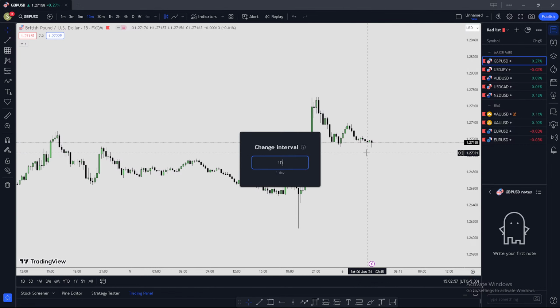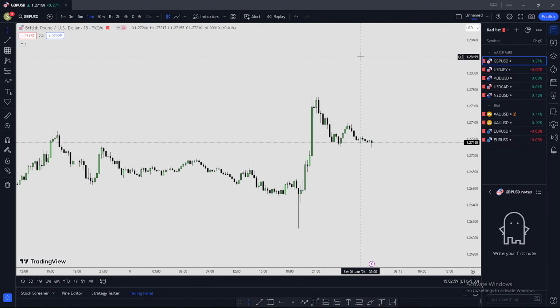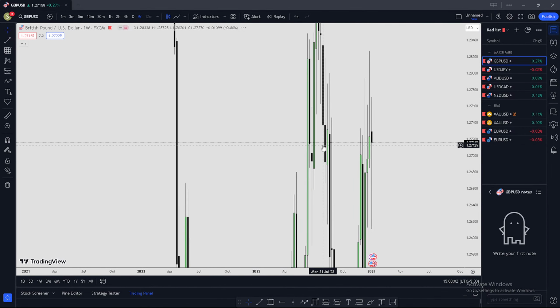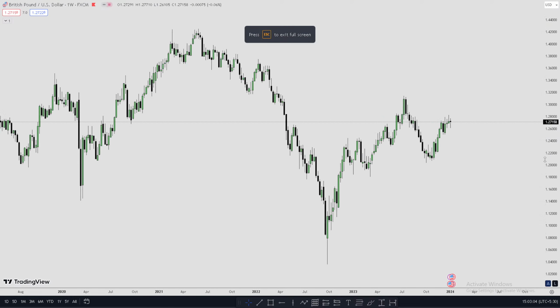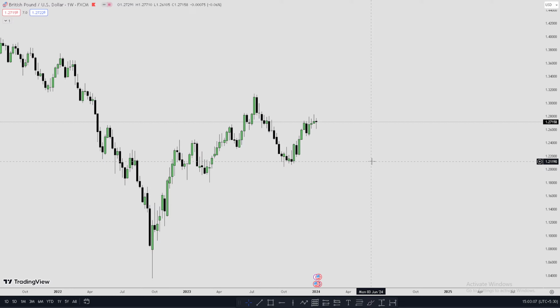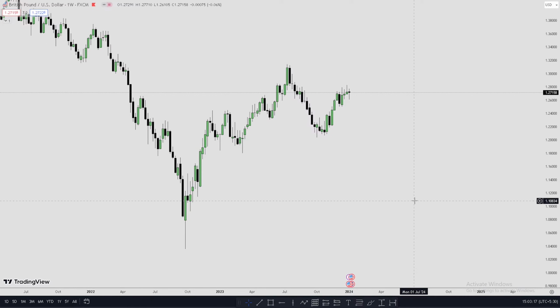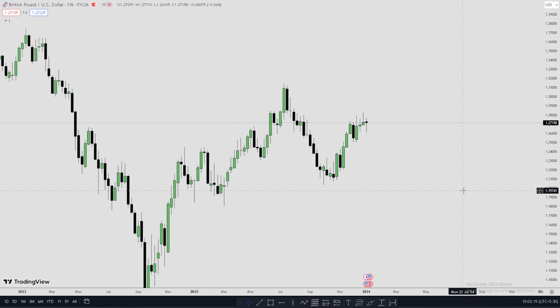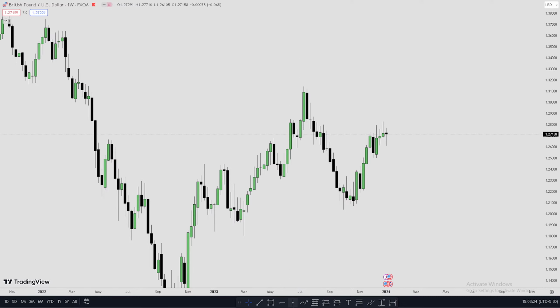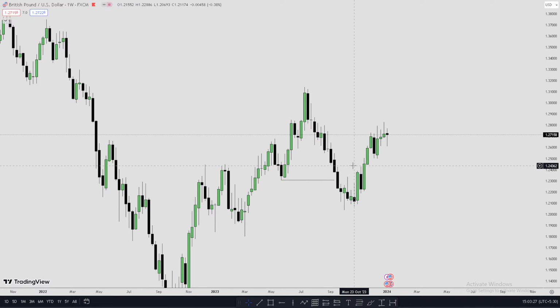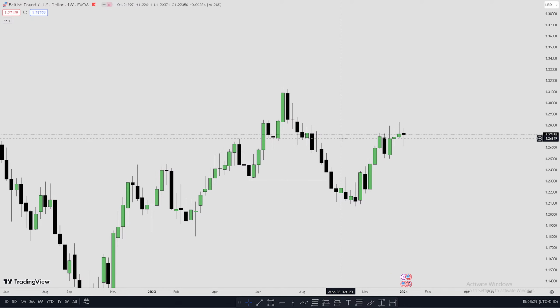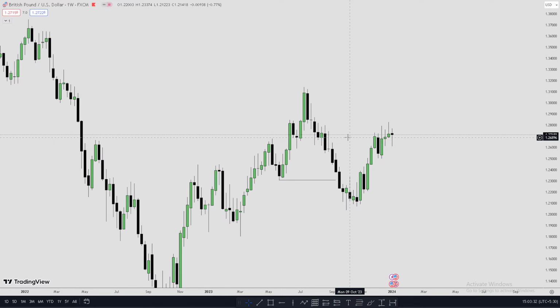So moving with the one week chart. Although the Euro USD and GBP USD are very much correlated, they move very similarly, not exactly the same. Let's see what type of price action we'll be seeing on this. We see that the price took the external liquidity over here, but didn't leave us with much fair value gaps.